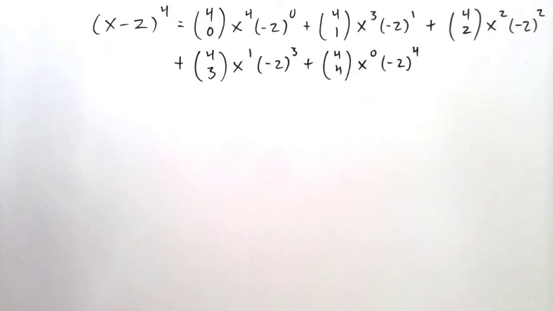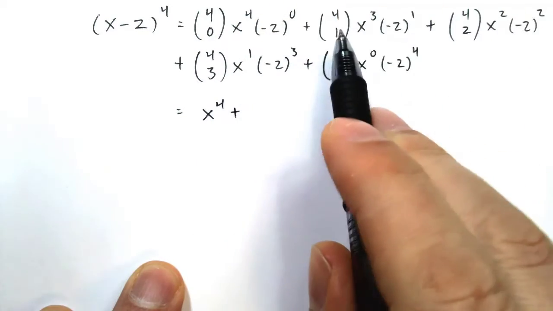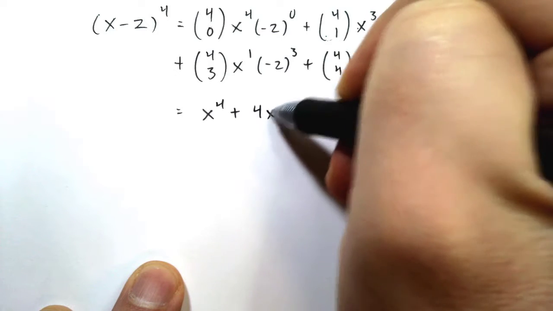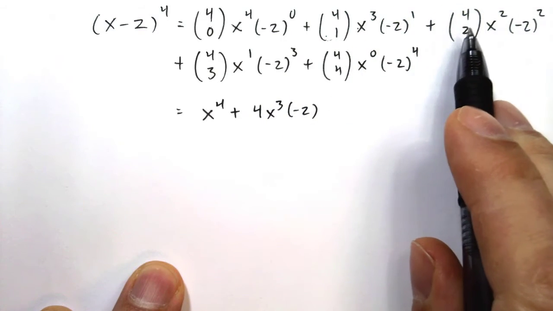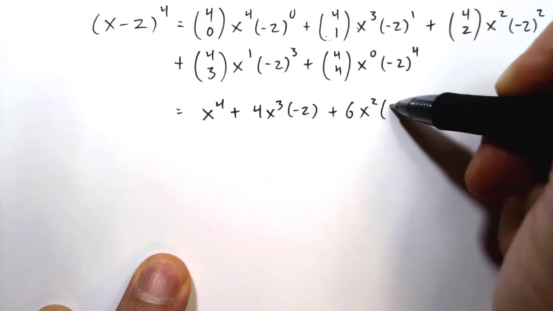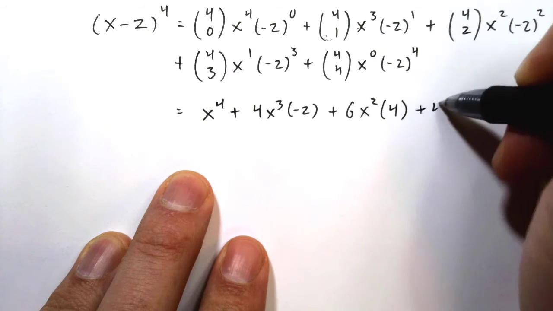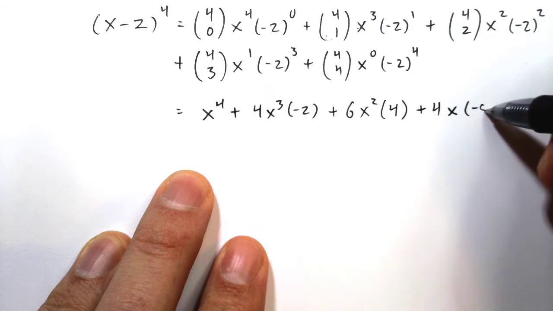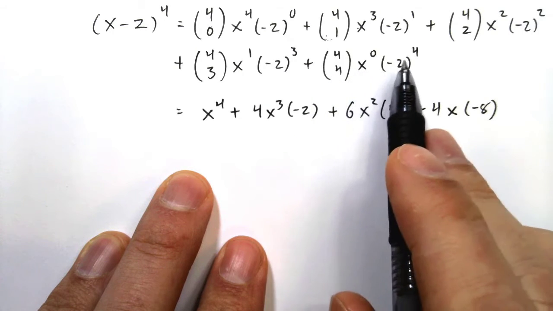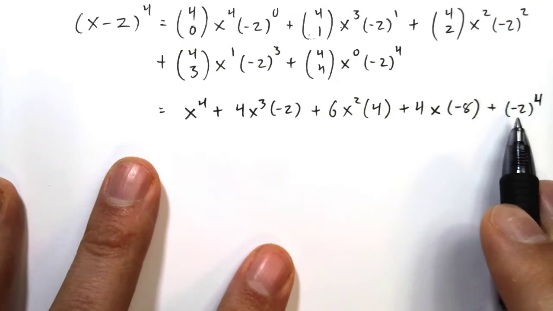So let me take that away and we'll write that in. So we have 1 x to the 4th plus. Here we found that this was equal to 4, so we have 4x cubed times negative 2. And over here we found that this was equal to 6, so that's plus 6x squared times negative 2 squared is 4. Okay. Over here we found this to be equal to 4, and negative 2 cubed is negative 8. And then finally this we found to be equal to 1, x to the 0 is 1, so we just have negative 2 to the 4th. Right, that's equal to 16.